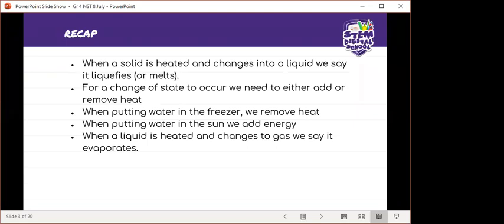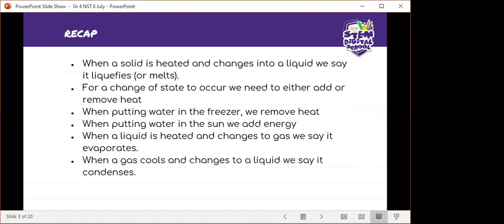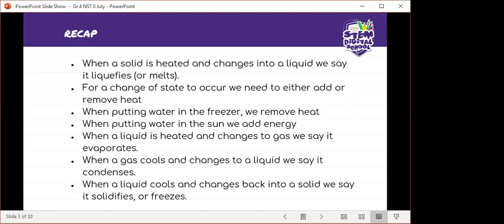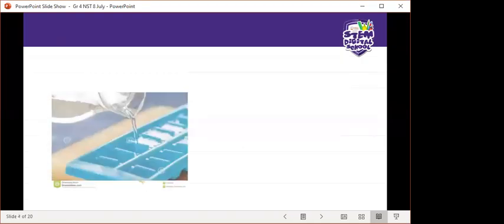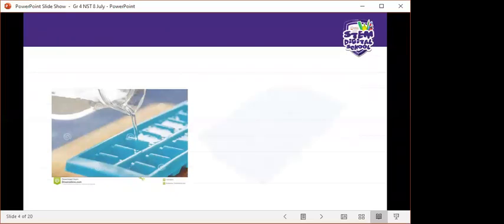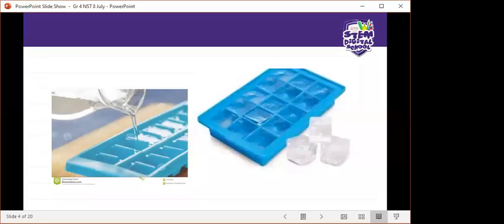Okay, I see a hand is raised. I will attend to it now. Let me just finish here. When a gas cools and changes to a liquid, we say that it condenses. Then when a liquid cools and changes back into a solid, we say that it solidifies or freezes. And this is the example that we covered in yesterday's lesson.